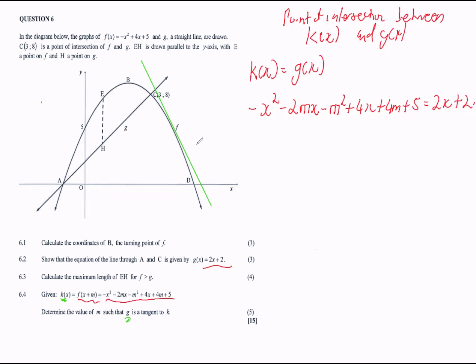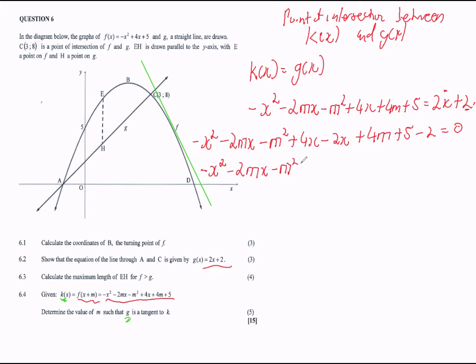The equation of g of x is 2x plus 2. Then I'm going to have negative x squared minus 2mx and then minus m squared plus 4x. Then let me take this over, minus 2x and then plus 4m plus 5, and then let me take this over, minus 2 is equal to 0. Right. Then from here on, I'm going to have my equation as negative x squared minus 2mx minus m squared. This here will give me plus 2x and then plus 4m. Then 5 minus 2 will give me 3 is equal to 0.